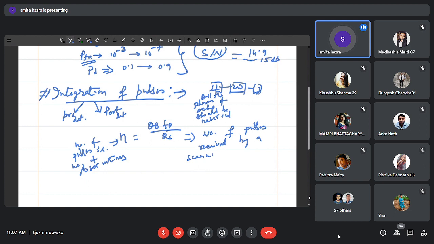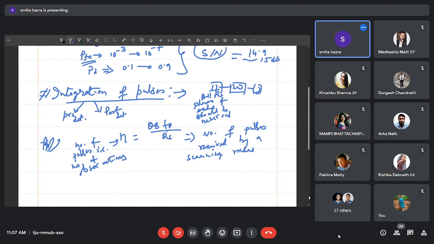Because if the scanning procedure is not there, then you will not get the multiple data. Scanning procedures are of different kinds. Later we will show it in the chapter on the scanning radar. So that means repetitive observations. Repetitive times we are taking the data from different directions. This theta b is the bandwidth.